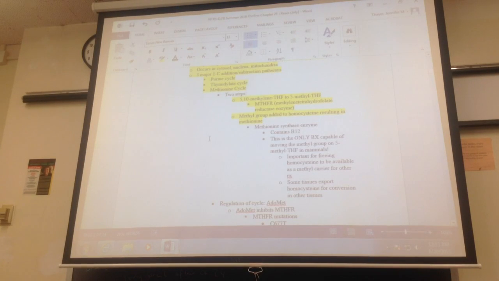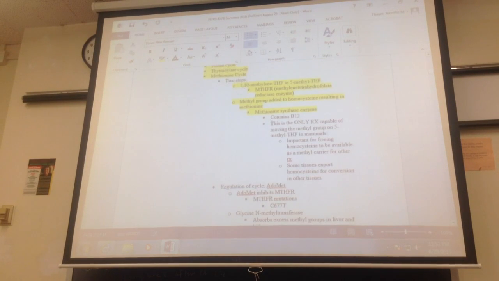This is going in the other direction. When you've got homocysteine, you take that methyl group and add it to it to make methionine, and then methionine can travel and go give it up somewhere else. And that's using methionine synthase. Now we're going to talk about B12 next time.